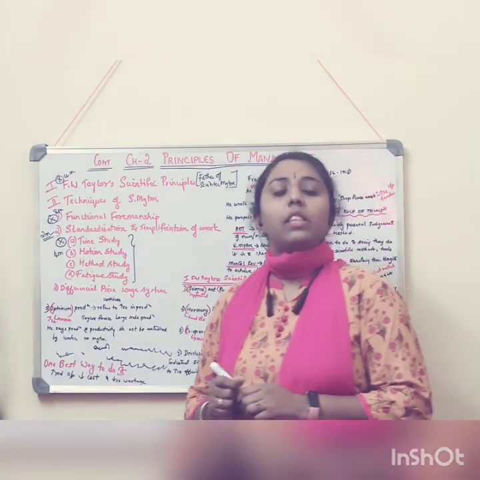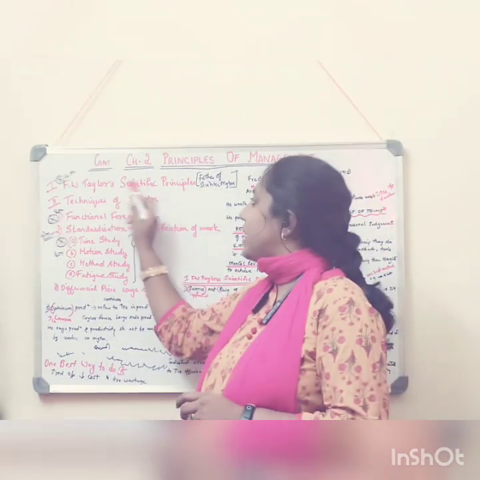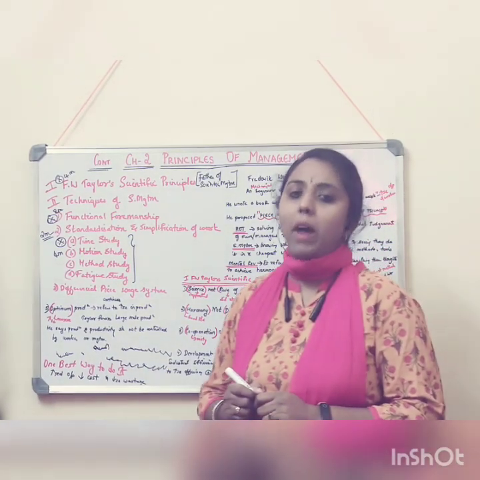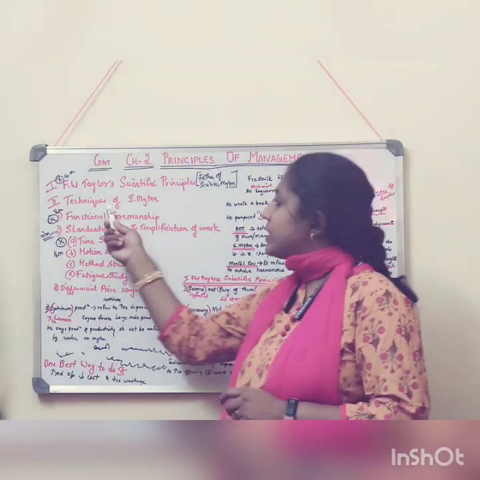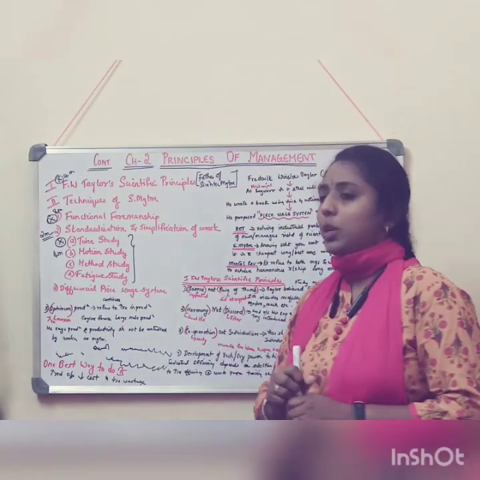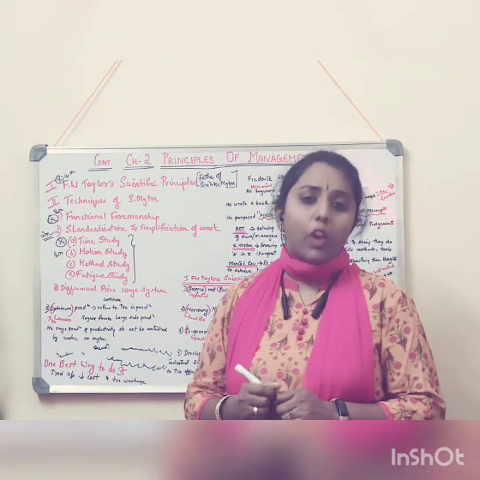Now if you see the weightage as per the marks, the first one, F.W. Taylor's scientific principles, will definitely come for a 4 marker. Then if you see the techniques of scientific management, functional foremanship is an 8 marker. It may come or it may not come.